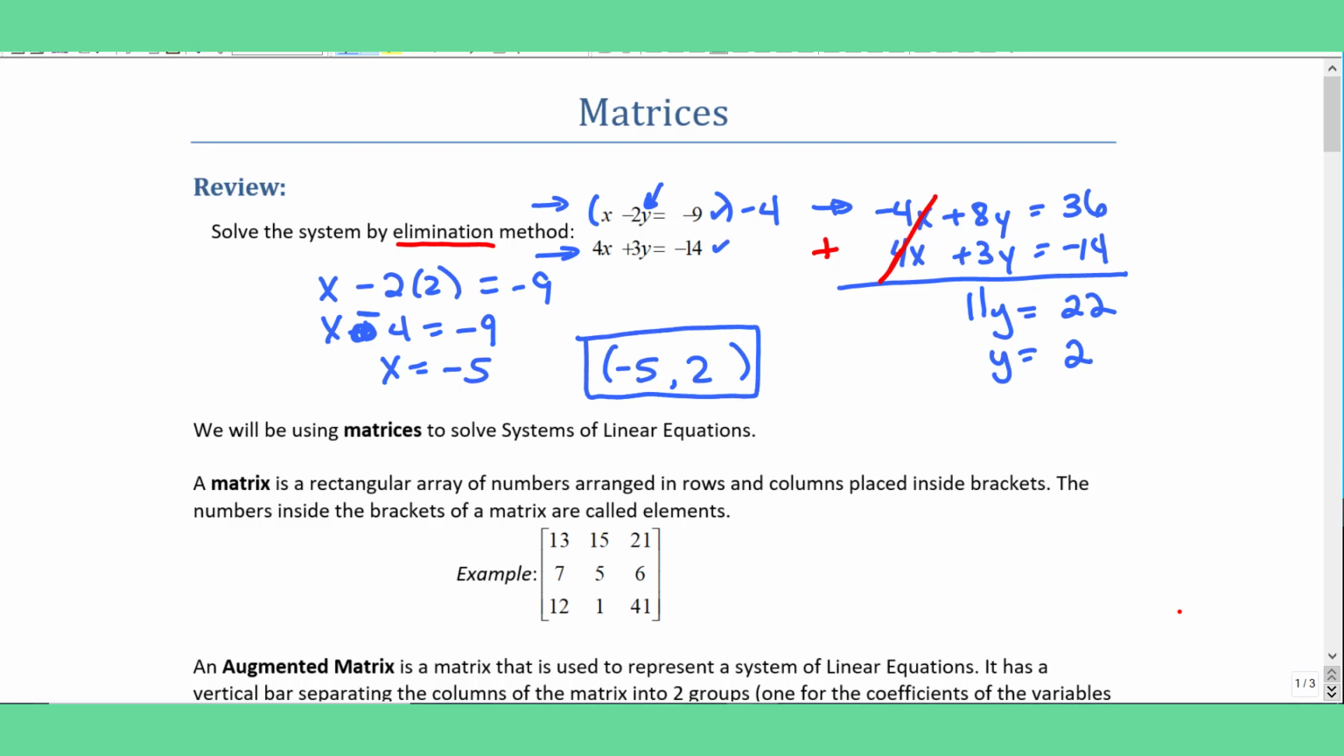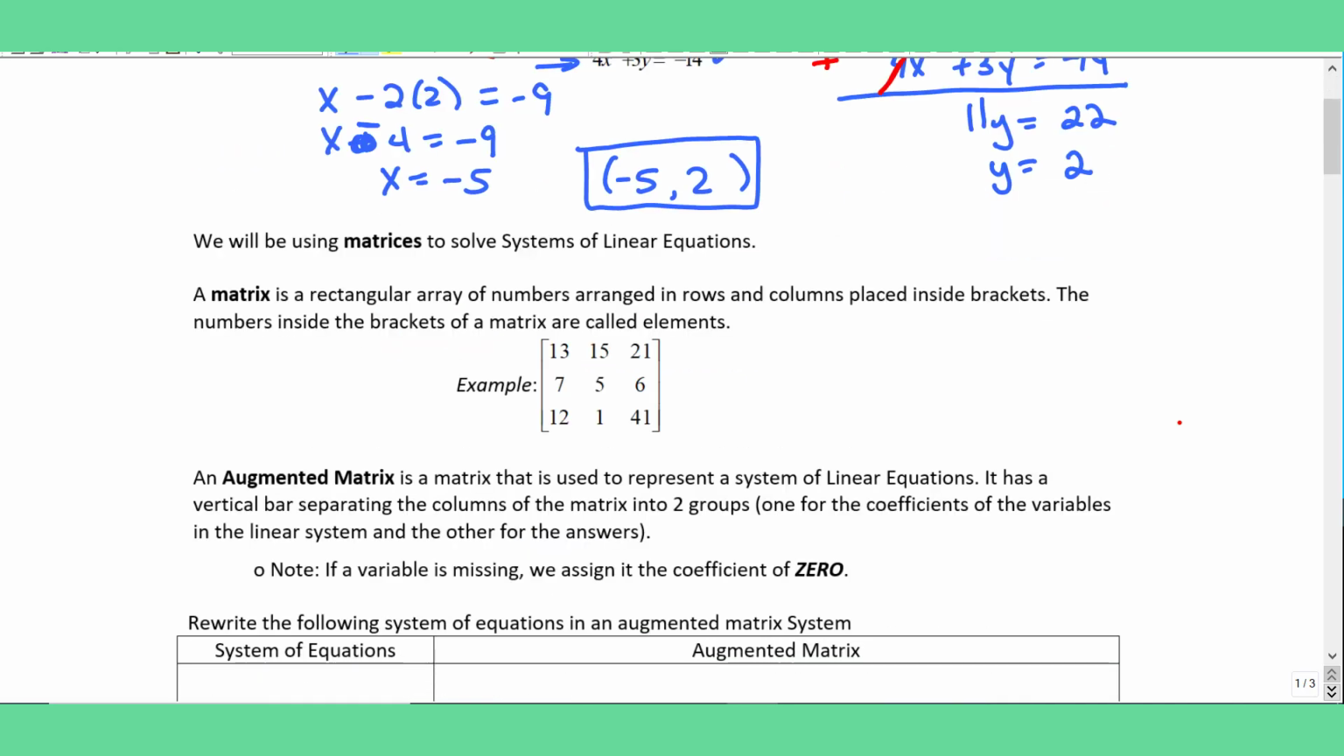Now, we can expand this concept by using matrices to solve a larger system of linear equations. But before we get to solving, let's just go ahead and define what a matrix is. A matrix is a rectangular array of numbers arranged in rows and columns placed inside brackets. The numbers inside the brackets of a matrix are called elements. And so this is an example. So we want to use these brackets, and we want to make sure we have clearly defined rows and clearly defined columns, being very neat and organized.